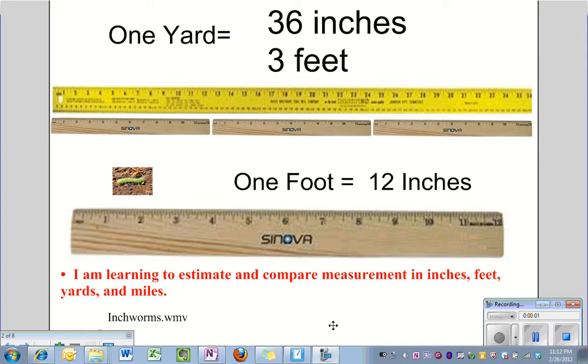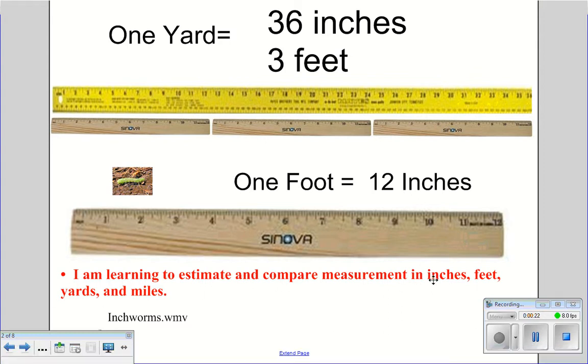Boys and girls. Today we are learning about estimating when we measure, and this is our objective. I have written it out here for you. I am learning to estimate and compare measurement in inches, feet, yards, and miles. Please make sure you pause and go ahead and write that down in your notes.